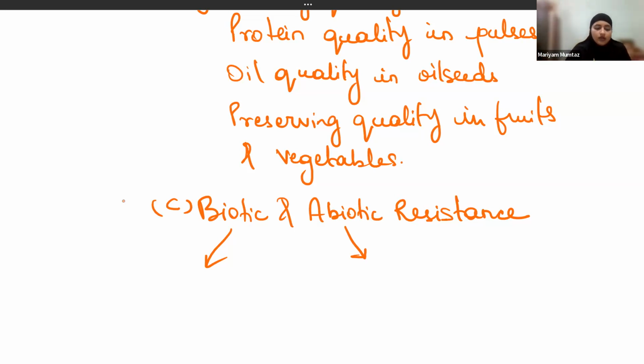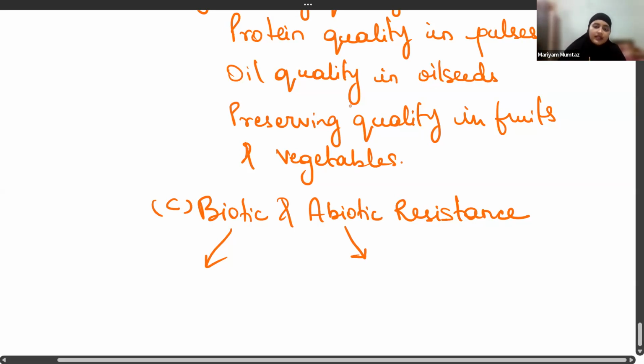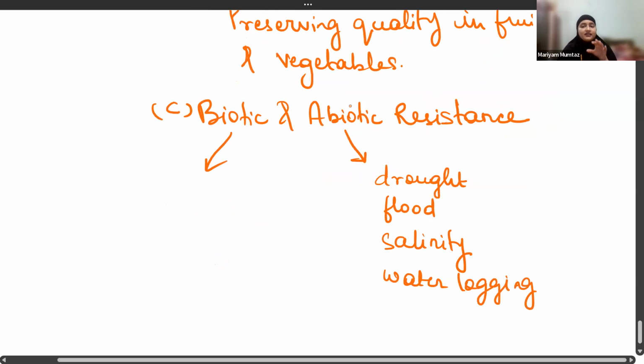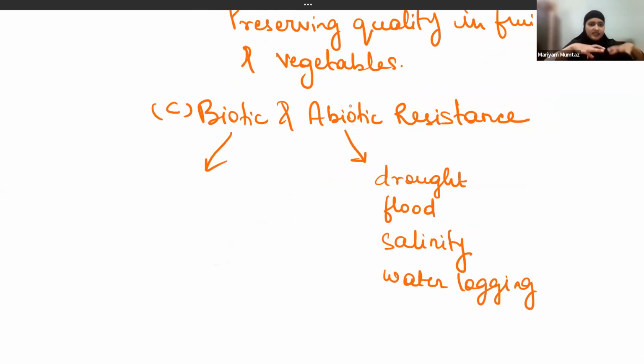Do you have any doubts? No. All right. So apart from this, in the abiotic, there comes drought. Flood is there. Then there is salinity. These all things come under the abiotic resistance. Like I said, waterlogging. If the plant is resistant to all of this, meaning even in a waterlogging condition, where water has been stagnant for a while, the plant can survive, then that means it is abiotic resistant. That plant is resistant to all these conditions.